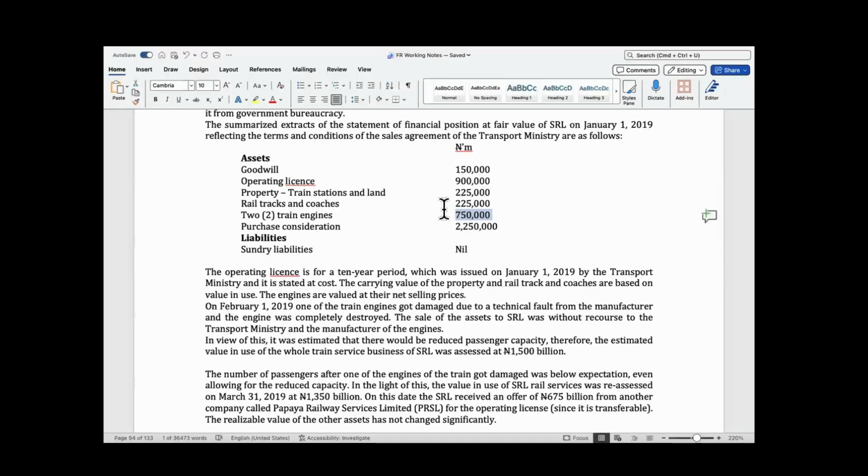Remember what I told you? That when you are allocating impairment loss to a CGU, you must ensure that you do not impair below its net realizable value. So given this as the net realizable value of the engines, I'll remember that I cannot impair below this. I'll most likely leave it alone.